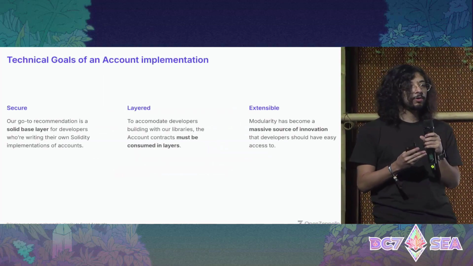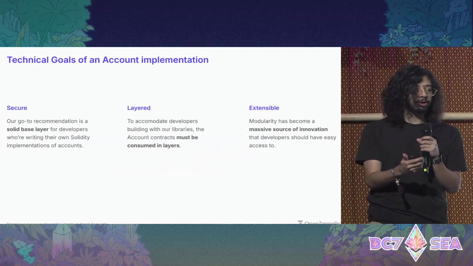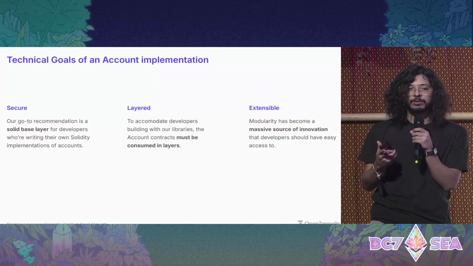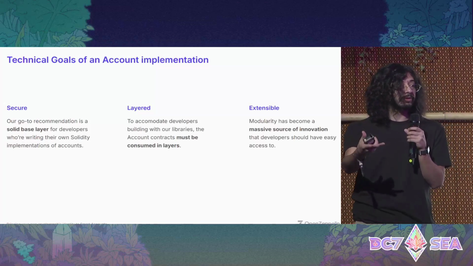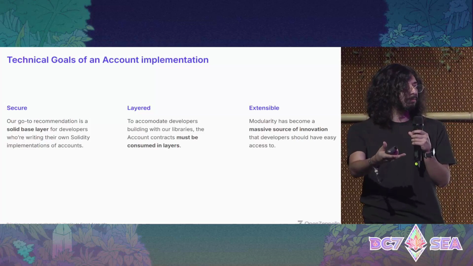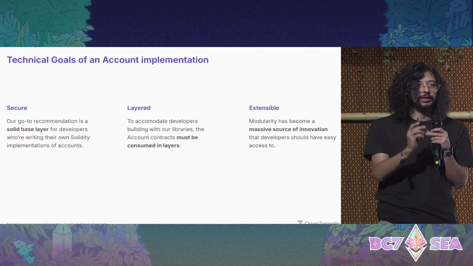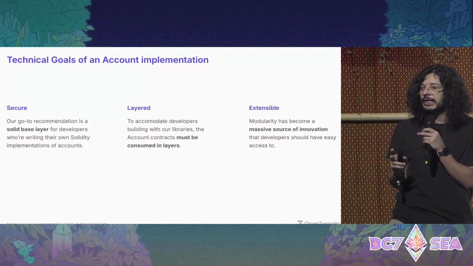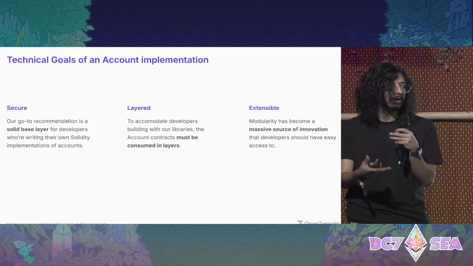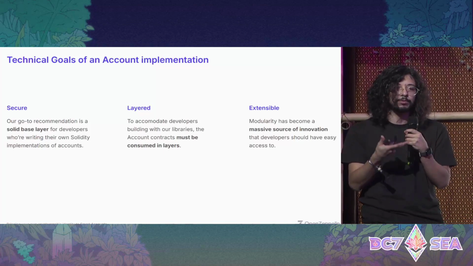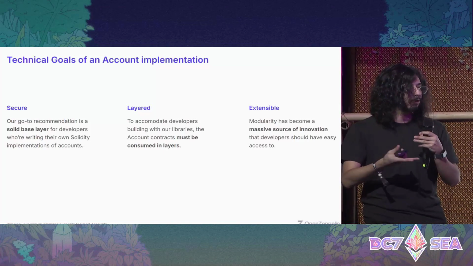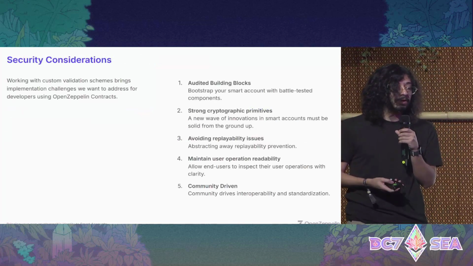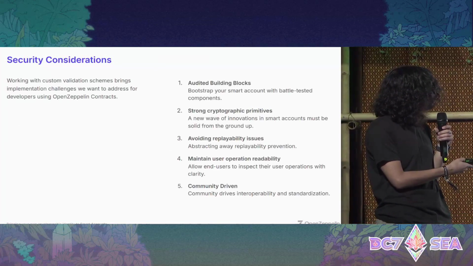Basically, we have 3 main goals with our implementation. We want it to be secure, we want it to be layered, and we also want to make it extensible, right? We don't want you to start using OpenZeppelin contracts and then become vendor locked in to whatever we have. Basically, the idea is that you can take any of the components and use it for your own implementation so that we can foster a better innovation space and also a more expressive way of creating accounts.